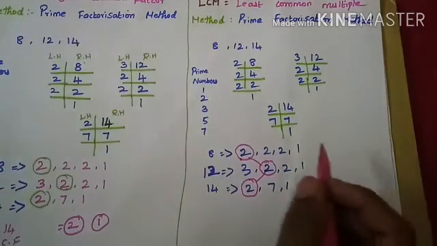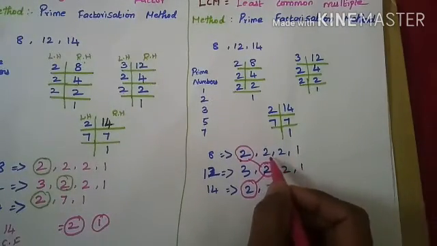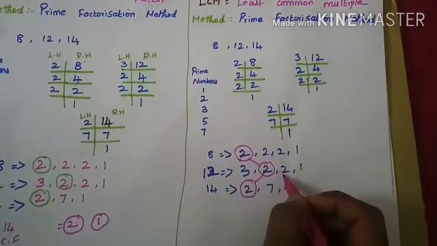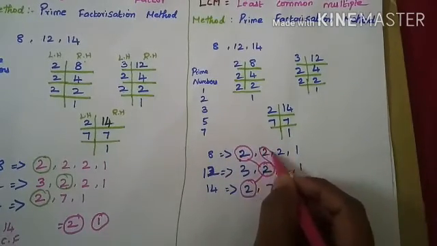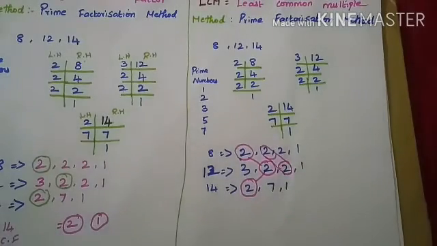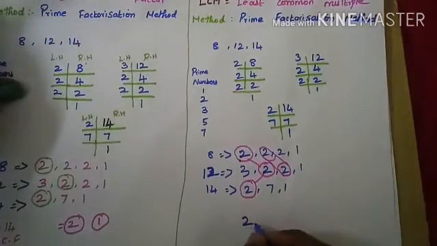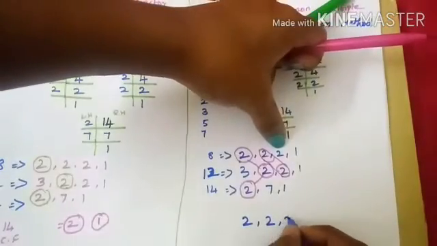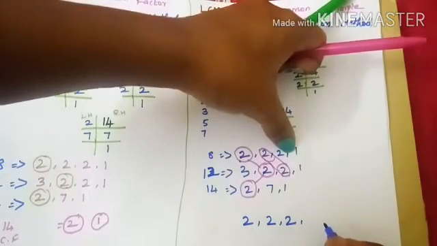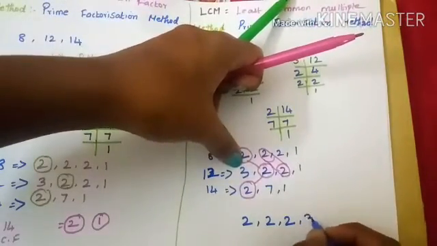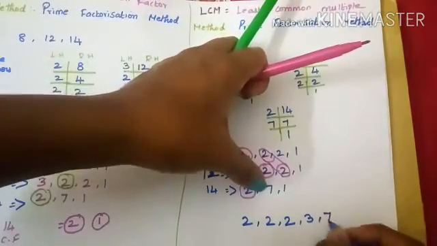Okay, look at this. 2 is there in 8 and 12. So we are also going to write the 2, but only one time. Got it? So 2 and 2. What are the remaining numbers? 2, then the next number is 3, then 7.